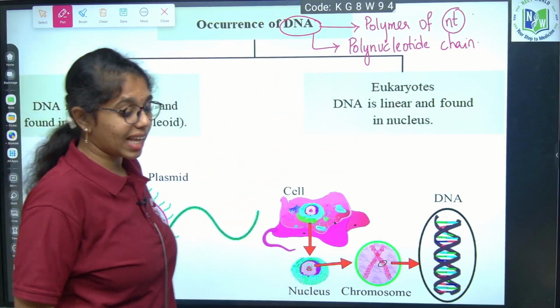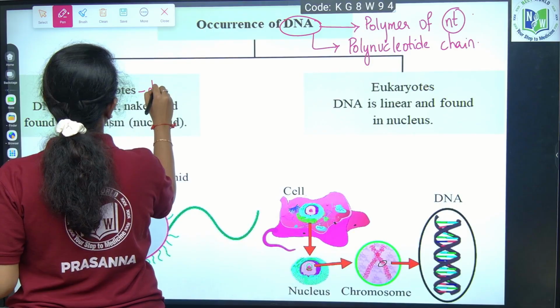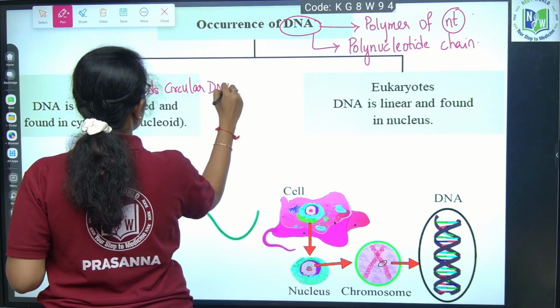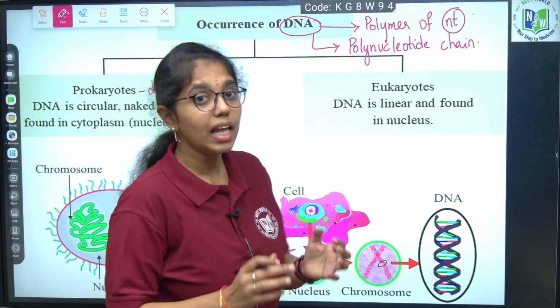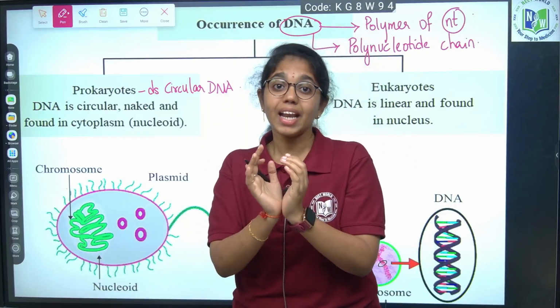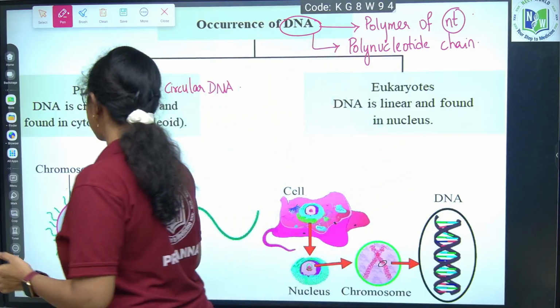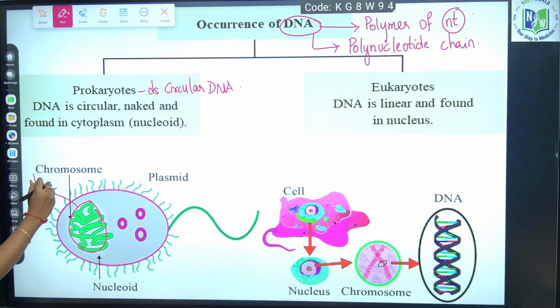In a prokaryotic cell, what type of DNA is present? Double stranded circular DNA is present. This double stranded circular DNA in a prokaryotic cell is not bound by any membrane. At the same time, it is not scattered in the complete cytoplasm. This genetic material is located at a particular site in the prokaryotic cell, and this is called the nucleoid.